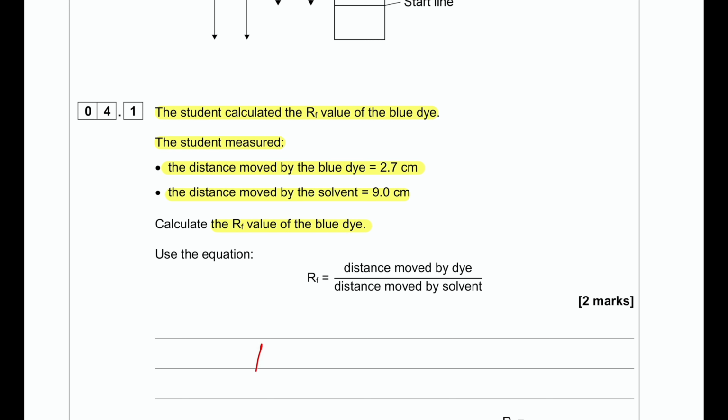In order to calculate the Rf value, it's very easy. We will always take the distance moved by our solute divided by the distance moved by the solvent. And when we divide it, we're going to get our answer. The answer is always going to be less than 1.